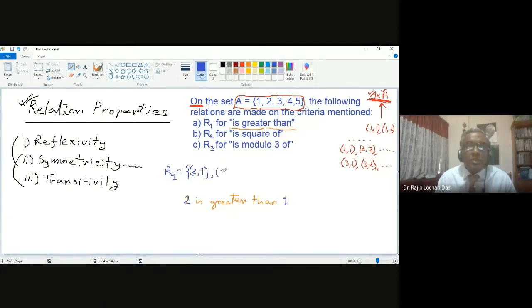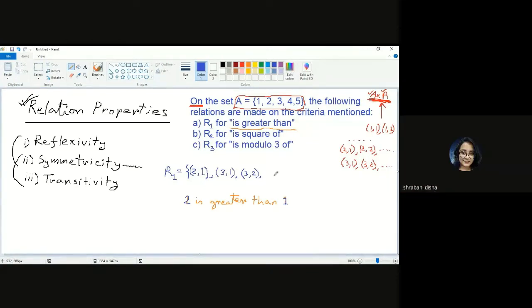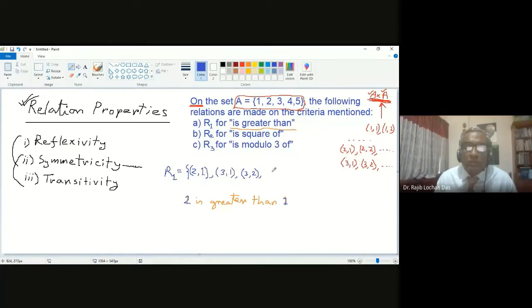3 comma 1 is acceptable, and 3 comma 2 is acceptable, and 3 comma 3, 3 comma 4, 3 comma 5, these are not. So you start with 4. Then you write what? 4 comma 1 possible, 4 comma 2 possible, and 4 comma 3 possible. And 4 comma 4 and 4 comma 5 are not acceptable.